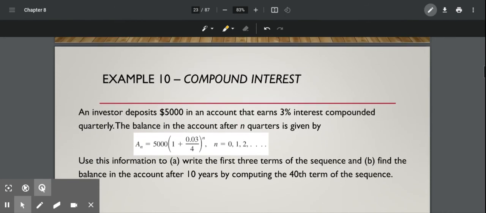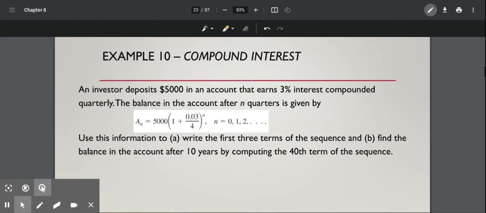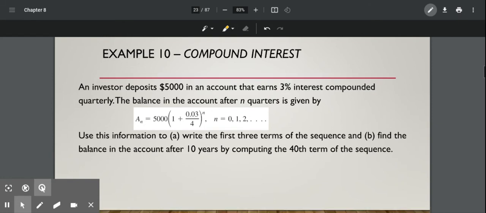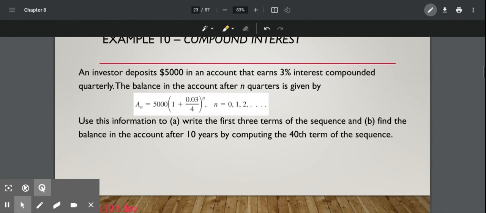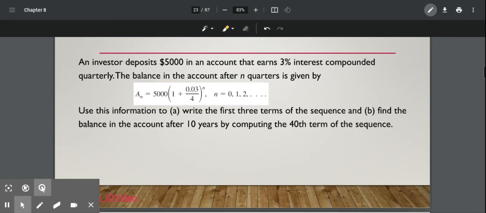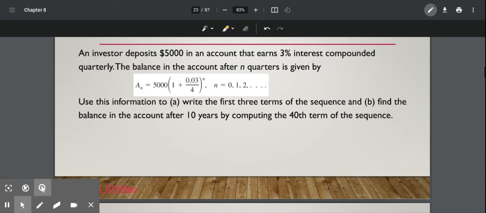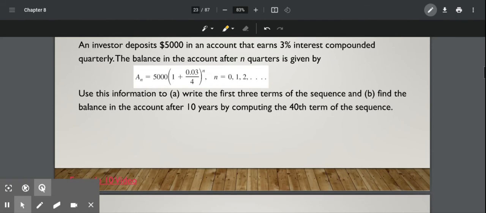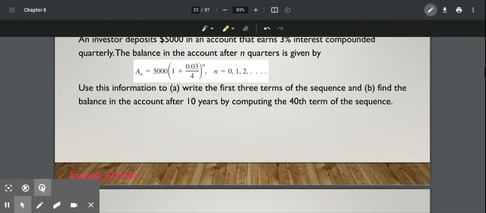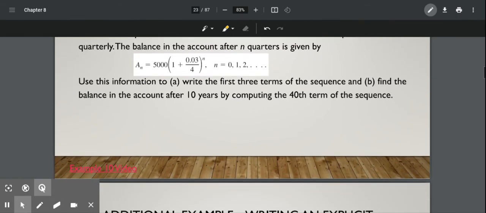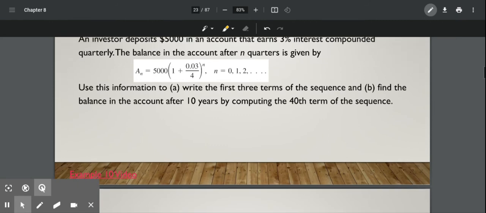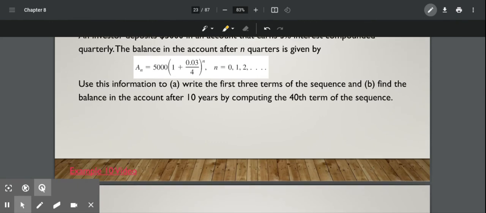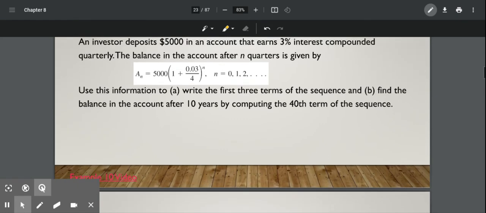In example 10, we have compound interest. So we have an investor who deposits $5,000 in an account that earns 5% interest compounded quarterly. The balance in the account after n quarters is given by this equation. So we're going to use the information to write the first 3 terms of the sequence, and then we're going to find the balance after 10 years by computing the 40th term, since this is all broken up into quarters.